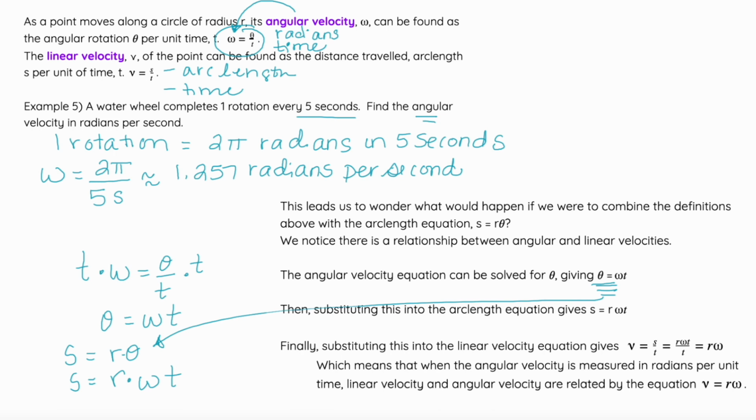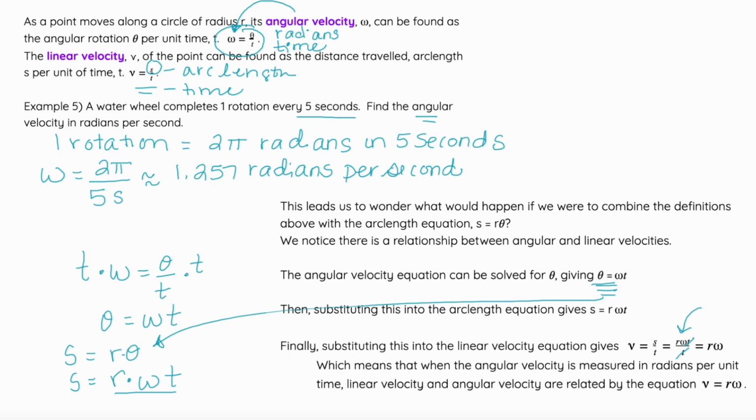Finally, if we substitute this into the linear velocity equation, notice our linear velocity is s over time. We just found a new version of s, and let's put this over time. So velocity is rwt over time. We can solve and simplify by eliminating t.